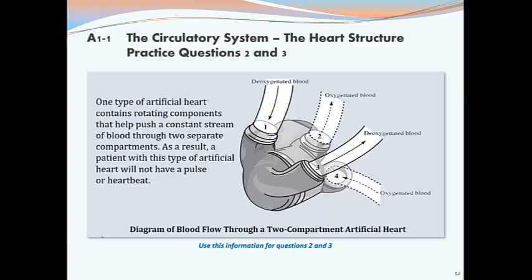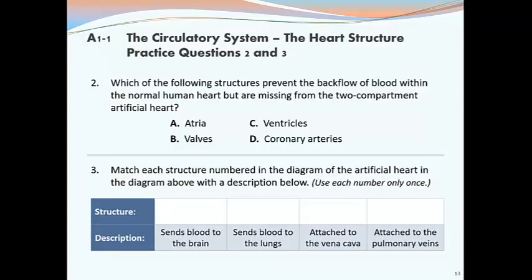So let's take a look at the question. It says, which of the following structures prevents the backflow of blood within the normal human heart? Now, here's the deal, you guys. Now we're talking about just a normal human heart. So we are moving away from the 2-compartment artificial heart, but it's just a question. So what prevents backflow of blood within a normal human heart? That would be just the valve that we talked about, not specific names of the valves, just valves. That's what we need in Science 30.